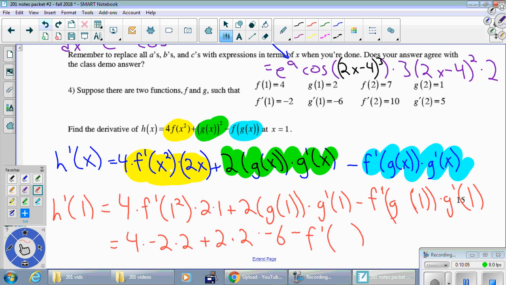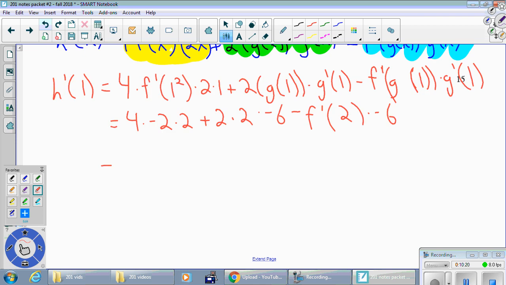g of 1, looking up there, is 2. And then g prime of 1, again, is negative 6. And then the last piece to this puzzle is f prime of 2. I'm looking up, I see that that is 10. So I think we're just about done with this here.